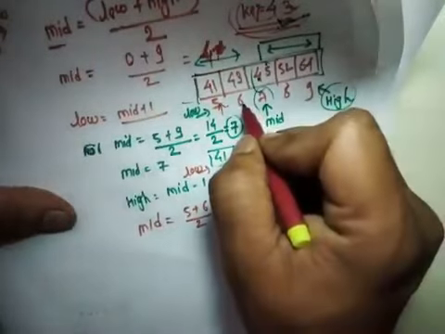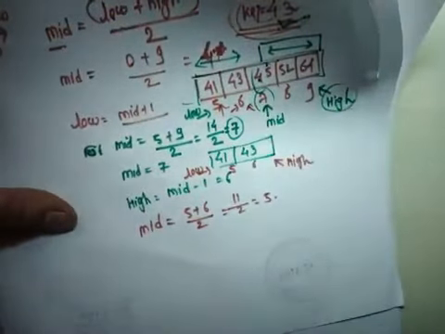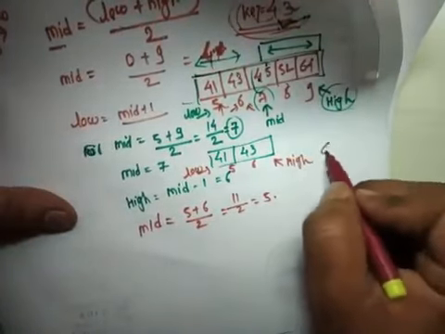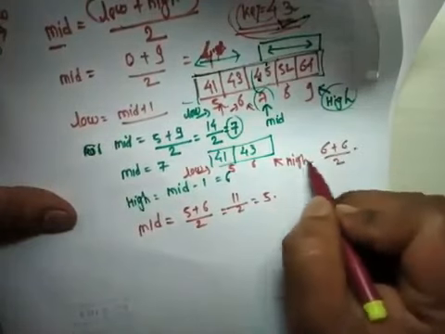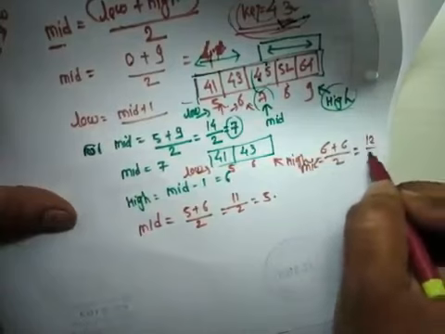Now low is pointing to index 6. High is also pointing to index 6. Both are pointing to index 6. Okay. Now 6 plus 6 divided by 2. The updated mid is equal to 6 plus 6, that is 12, divided by 2, that is 6.